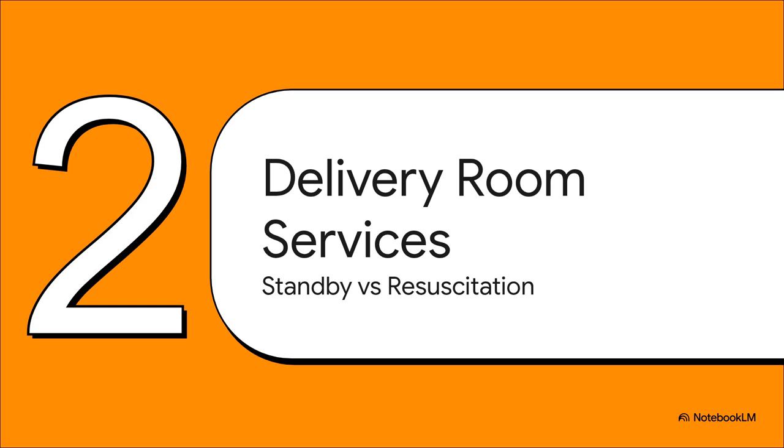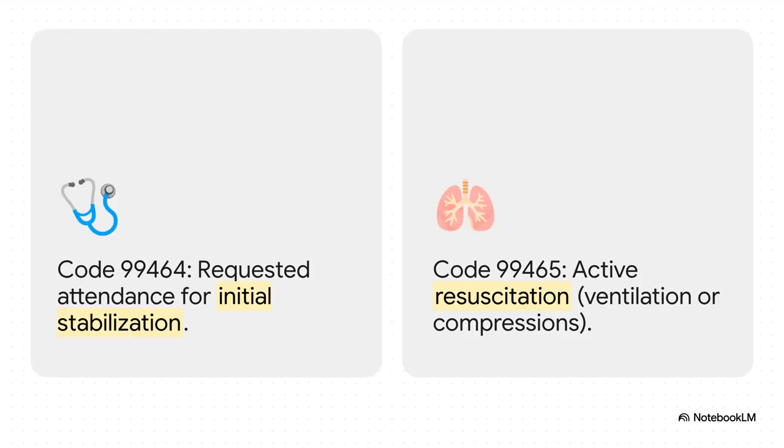Moving on to Section 2, Delivery Room Services, specifically focusing on standby versus resuscitation. In the delivery room, you must clearly distinguish between a physician who is just on standby versus one performing active, life-saving measures. Code 99464 is for requested attendance and initial stabilization. But if things take a turn and the baby is in distress requiring active resuscitation, and by that CPT specifically means positive pressure ventilation or chest compressions, you immediately escalate to code 99465. And remember, you cannot report these two together. You have to pick the single code that matches the intensity of the intervention.